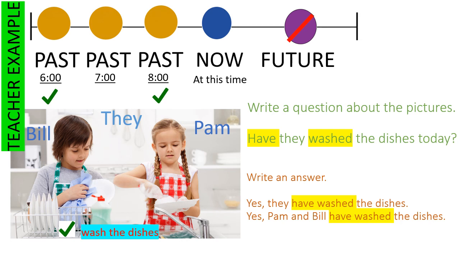Okay. My answer, there are 2 different ways I could answer that. Because I see a green tick mark at 6 a.m. and 8 a.m., and also next to the action, I can say, yes, they have washed the dishes. They, again, refers to two or more people. In this case, Bill and Pam. Another way I can answer is, yes, Pam and Bill have washed the dishes. Okay, so over time from the past until now.